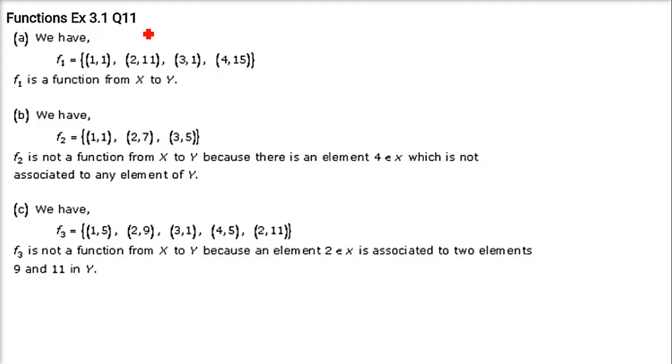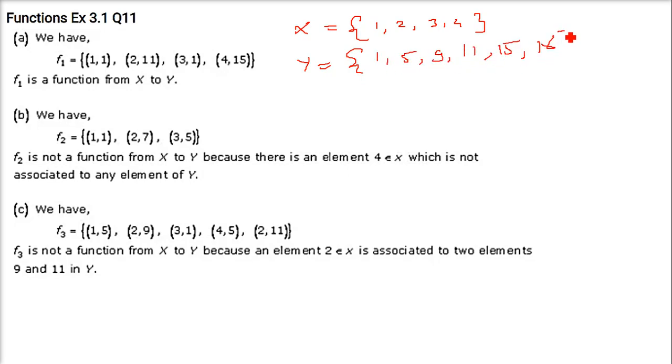Next question is x is given as 1, 2, 3 and 4 and y is given as 1, 5, 9, 11, 15 and 16. So you have to find out whether these are functions or not. So this f1 is (1, 1), (2, 11), (3, 1), (4, 15). If you see here, 1, 2, 3, 4 all belong here and they are not repeated. 1, 11, 1, 15 all belong here. So there can be repetition in the second member, but the first member cannot be repeated, so it is a function.